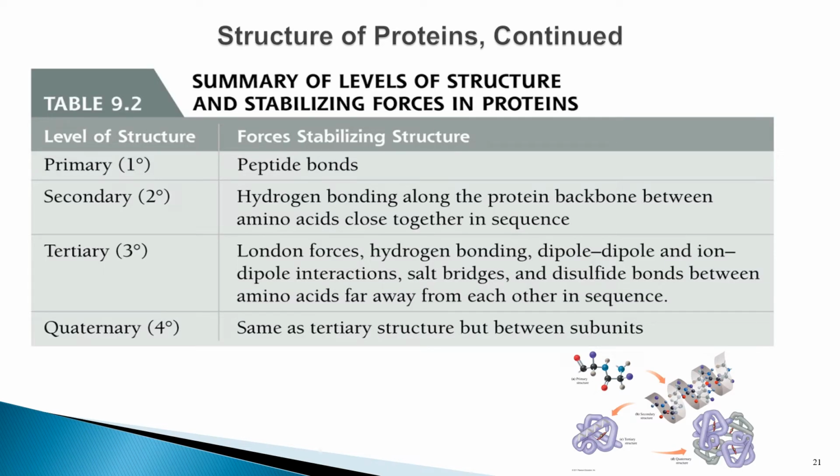Summary of levels of structure and stabilizing force in the protein. Primary level of structure: the force stabilizing proteins is the peptide bond. In the secondary level of structure, the forces stabilizing the structure of protein are hydrogen bonding along the protein backbone between amino acids close together in the sequence.